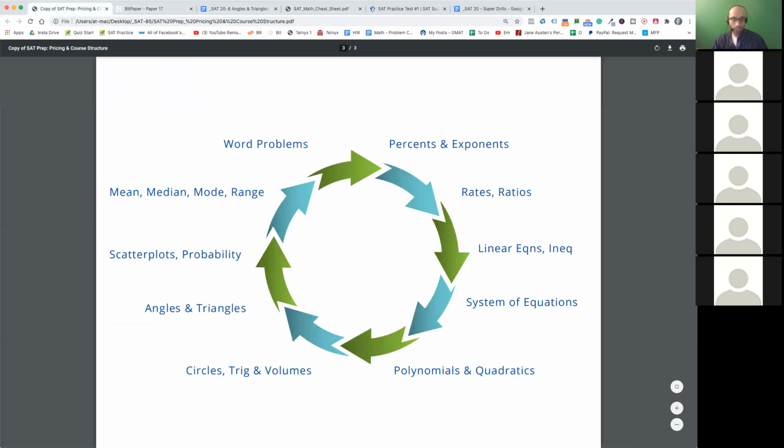Right now we are in the geometry section, doing angles and triangles. Once this is done, we'll cover circles. Then we move on to data. Then we go to word problems, a very important chapter. Then we go to arithmetic. Then we cover algebra, and then we come back again over here to geometry. So all of this is part of the boot camp.